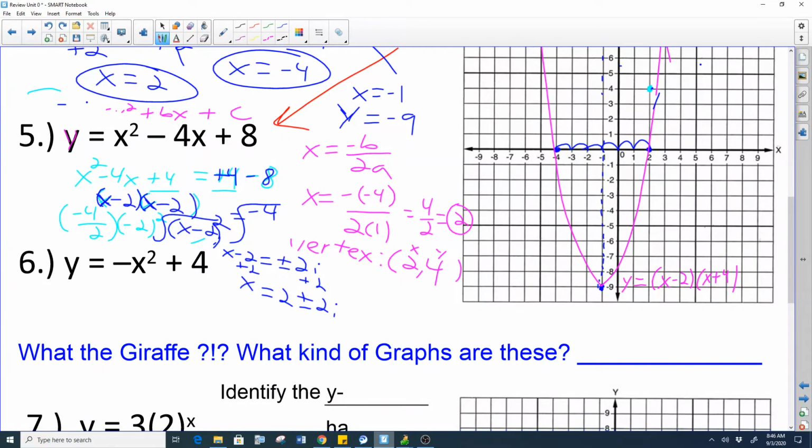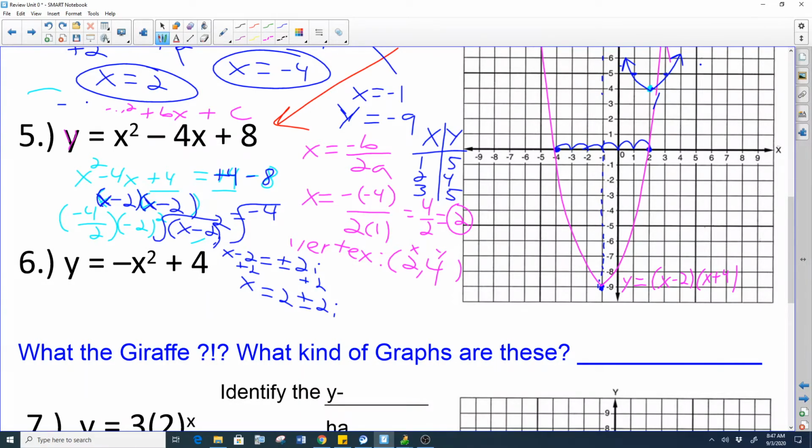To be honest, if you were taking 1050, 1060 next year and they made you graph this by hand, you would simply do an XY chart, and you'd come up with 1 and 2 and 3, and you'd get the 5. And then you'd graph it. So over 1 up 5, over 3 up 5, and then you do your parabola. That was evil.